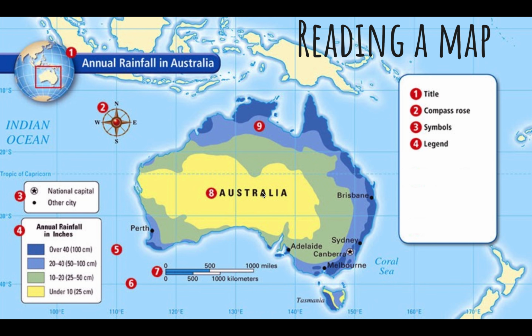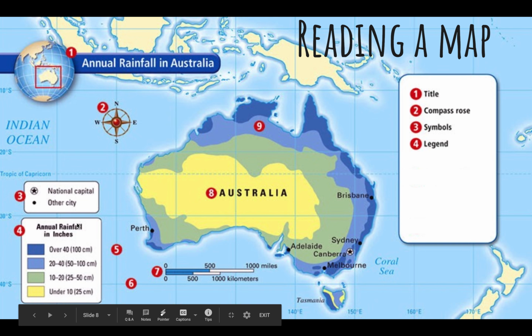What are the wettest regions of the country? Well, that would be the dark blue. They get over 100 centimeters each year. So that would be the edges up here, close to the edge of the country. Okay, so you have your legend here, which is the box that describes the symbols and colors.